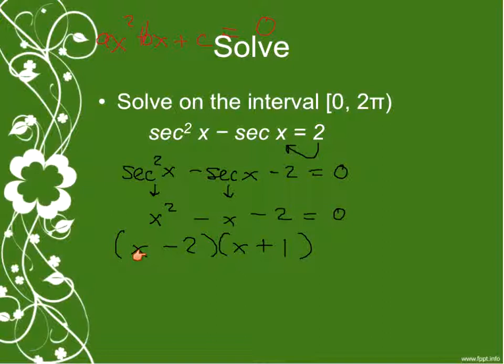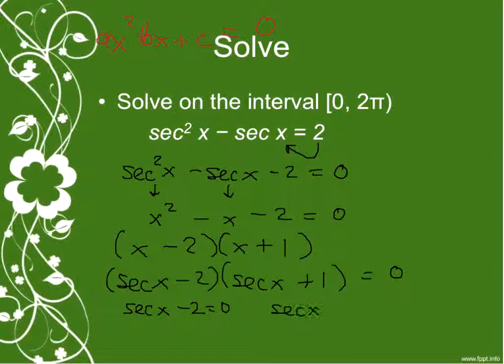So in this case, let's put the secant back in here. Instead of saying x, because we just said x to make it easier on ourselves, let's put in a secant x minus 2, a secant x plus 1. So all I had basically done was just changed my secant into an x, and now I'm going to put it back. So we are going to set each parenthesis equal to 0, and we're going to solve. Secant x minus 2 equals 0, and secant x plus 1 equals 0. So let's move our 2 to the other side. Secant x equals 2, and secant x equals negative 1.